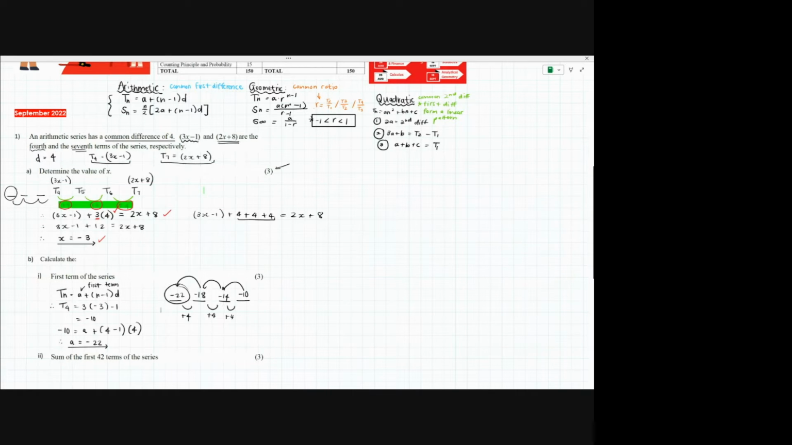Lorato, I see your hand. Hi, ma'am. So, ma'am, the 4 in the bracket where it's substituted into the n minus 1 bracket, that is the position. No, ma'am, the other one. Oh, this one. Yes, ma'am. That is the position of the 4th term, right? Yes. Okay.